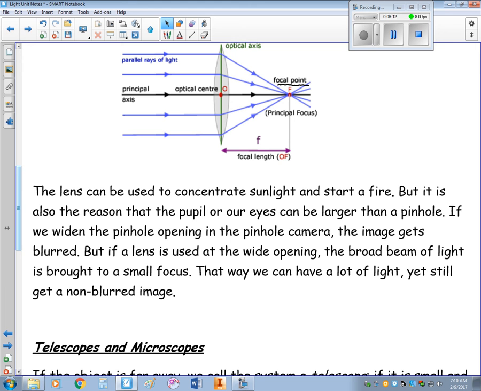It's also the reason, so you have a natural lens in your eye, and the pupil of your eye can be larger than a pinhole. Since your pupil is larger than a pinhole, remember that if you have a really large pinhole, the image gets blurry. So the lens takes the blurriness out of that image. If I had a pinhole camera with a very, very wide pinhole in it, I could use one of these lenses to take the blurriness out of the image.